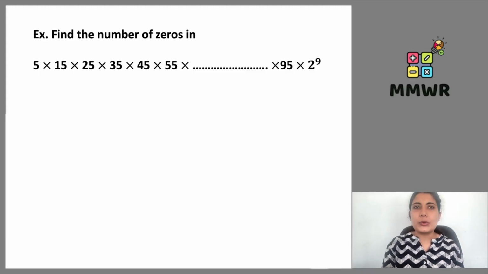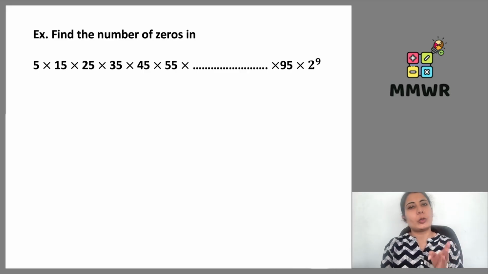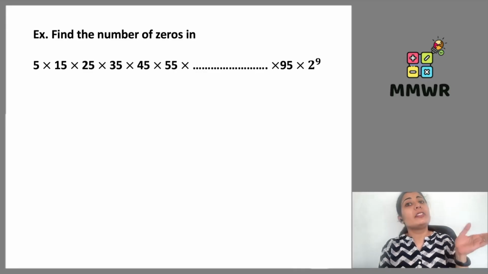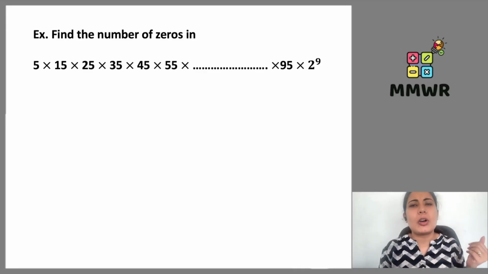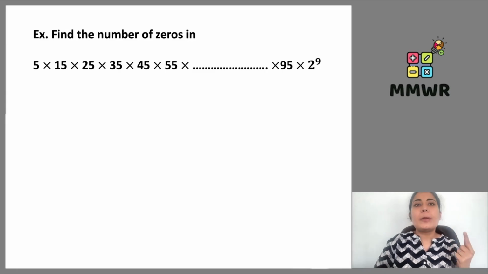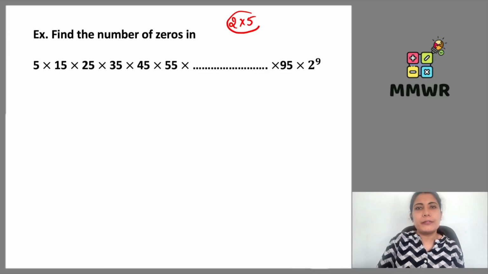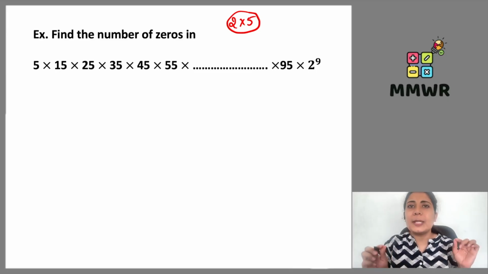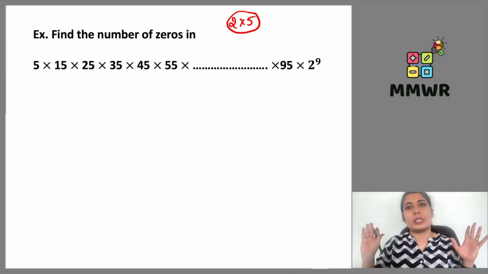Find the number of zeros in 5 multiply 15 multiply 25, 35, 45, 55 and so on till 95. We can see these are multiples of 5: 5 ones are 5, 5 threes are 15, 5 fives are 25. So we can say these are all the odd multiples of 5, right? And we know the number of zeros we get is as many complete pairs of 2 and 5 as there will be, that many zeros will be there.